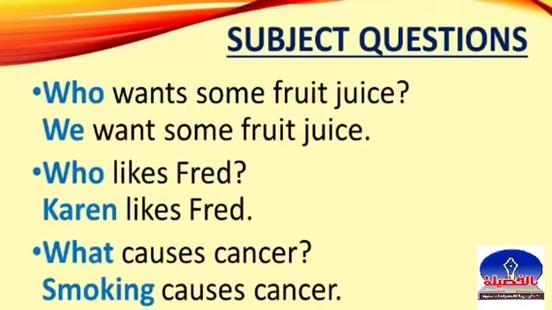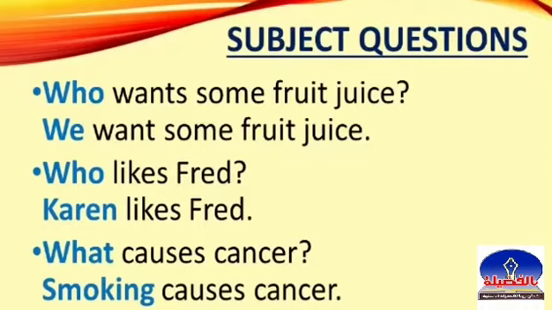Let's look at some examples. Who wants some fruit juice? We want some fruit juice. This question is asking about the subject. Who is taking the action of wanting the fruit juice? So we say who wants. Don't say who does want. That's incorrect.